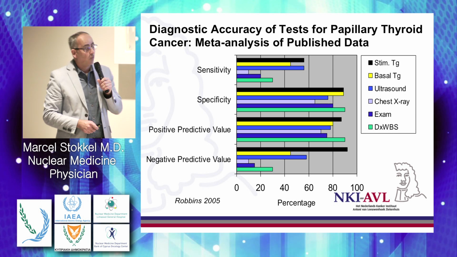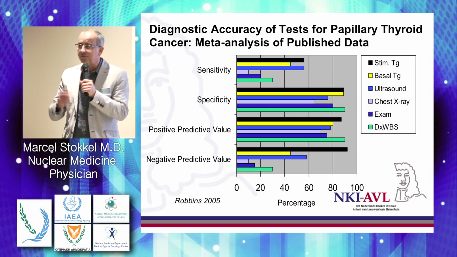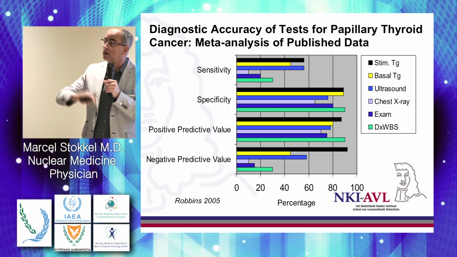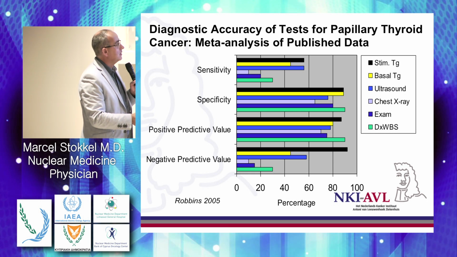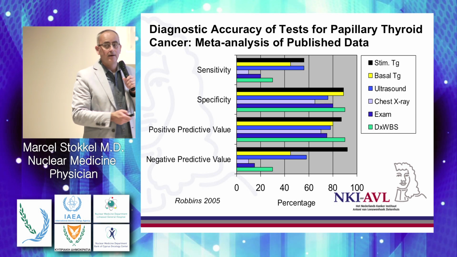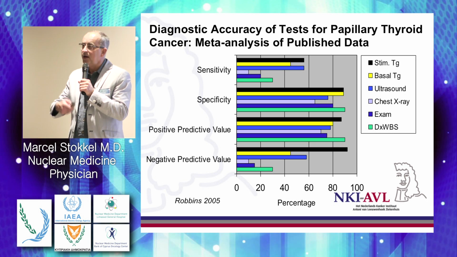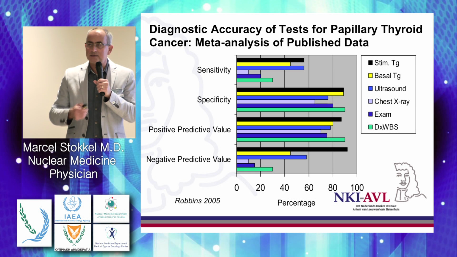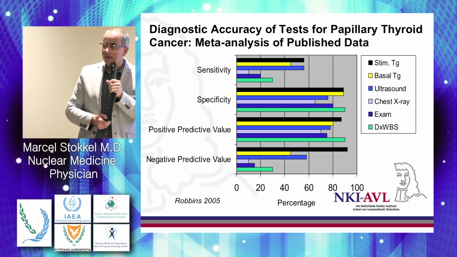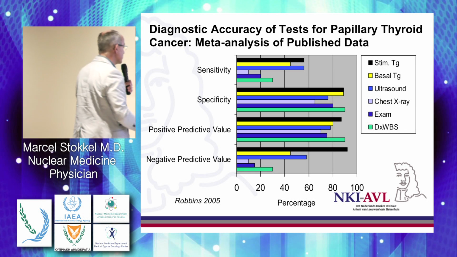And you see here why these tests have a very important role in the whole follow-up procedure. You see the very high sensitivity of stimulated thyroglobulin levels. It has the best results, in fact, in combination here with ultrasonography, and also a very high specificity. So if there is an increased thyroglobulin level, it is highly indicative of recurrent thyroid cancer.